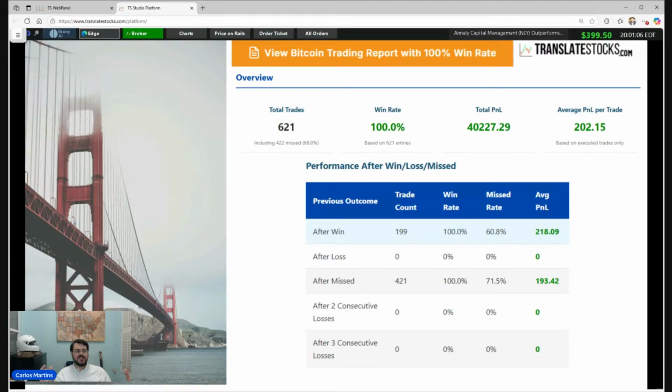But since you have no losses in the original strategy, anything near 100% win rate is very good. So this is a very good strategy because of this. And here we don't have statistics for after losses because we don't have losses. But what called our attention to this strategy is the amount of missed trades that we have. Because some trading hours are kind of tricky for Bitcoin, after one missed trade, you have a higher probability of having another missed trade.